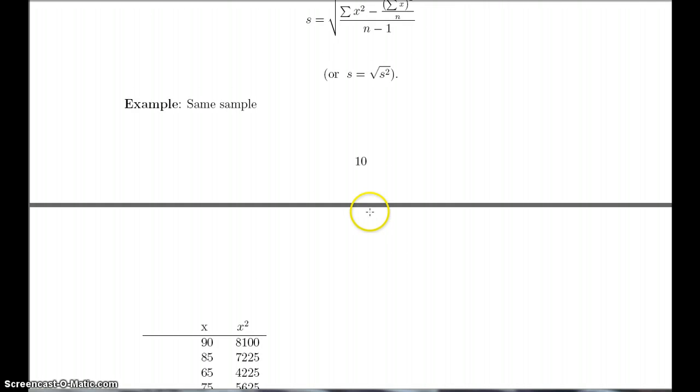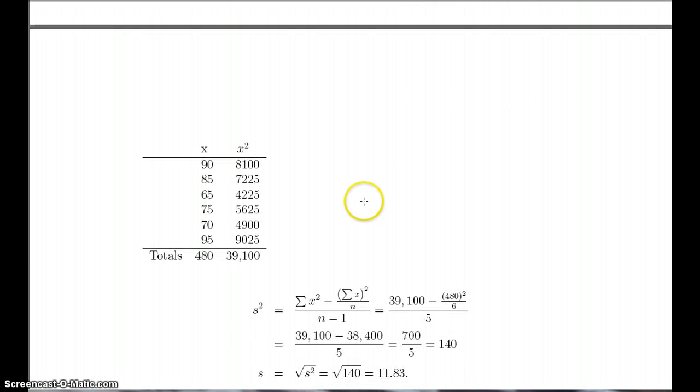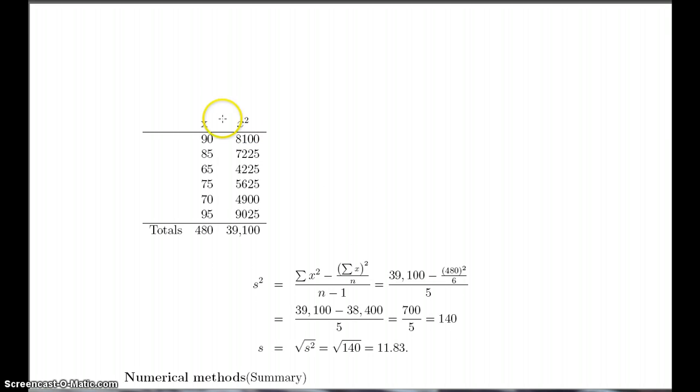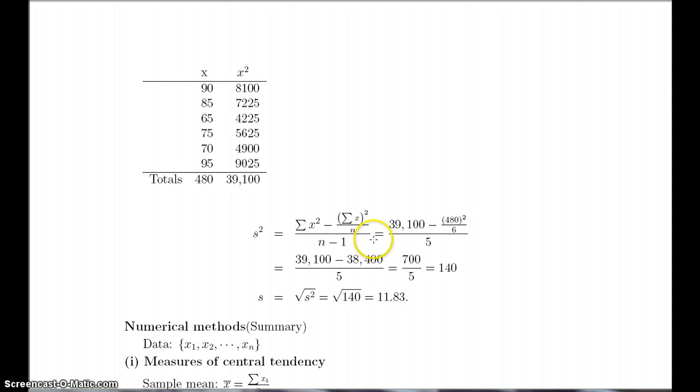Here's another example. You don't need x bar in this case, you just need x and x squared. I have the same values, x, and their total. I square x: 90 squared, so dealing with large numbers here, I get this number. 85 squared, I get this value. 65 squared, I get this one, and then I add them up. Now I write down my formula first, and then I substitute into it after I get this summary.